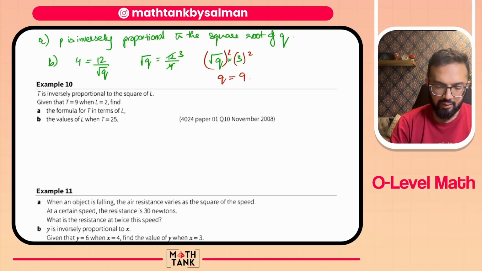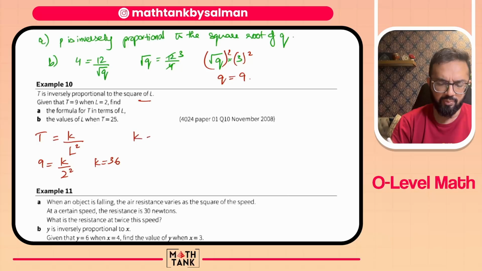Example 10. P is inversely proportional to the square of L. P is 9 when L is 2. Okay, so they're all the same questions. K is 36. So I need a formula, so that's 36 over L squared. Find the values of L when T is 25. Sorry, this should be T. T is 36 over L squared for part B.